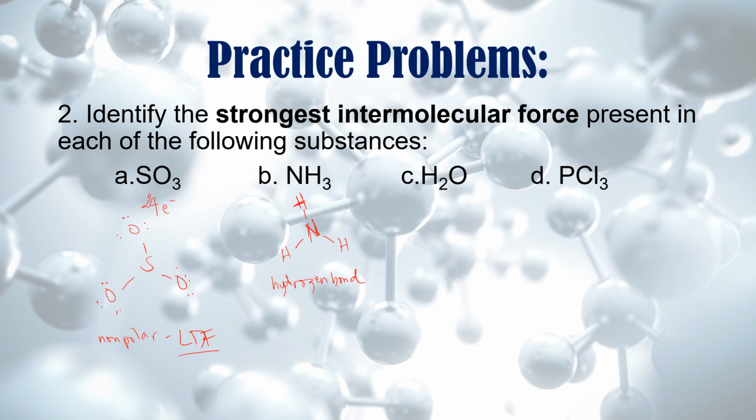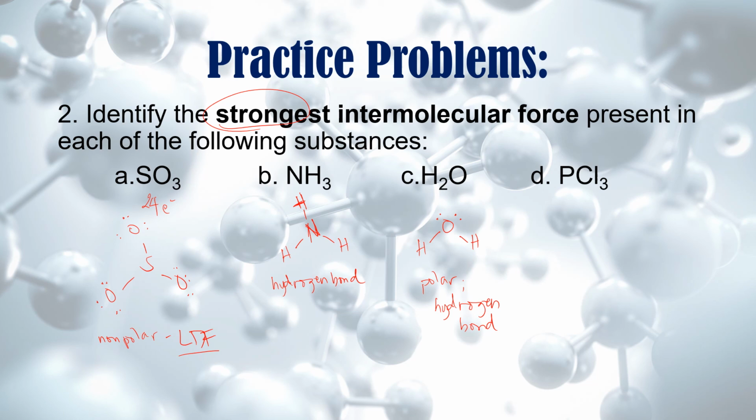For letter C, it's H2O or the water molecule. So we have O and then H, and then 2 lone pairs. So this is a polar molecule. Since this is a polar molecule, dipole-dipole force is also present in this example. But the problem is telling us to identify the strongest IMF present. Therefore, the answer is still hydrogen bond because hydrogen bonds are stronger than dipole-dipole force.